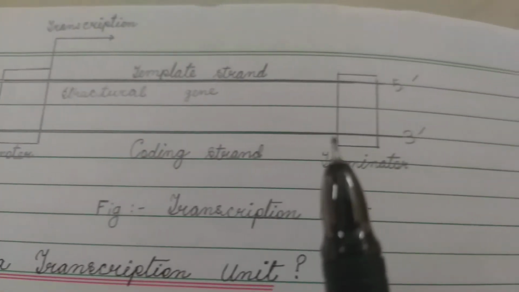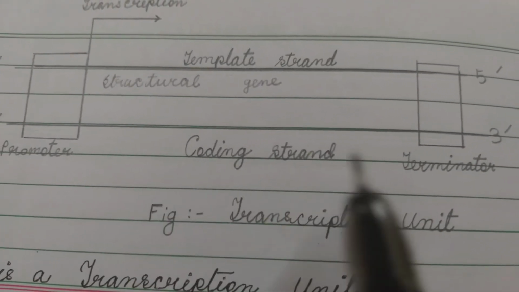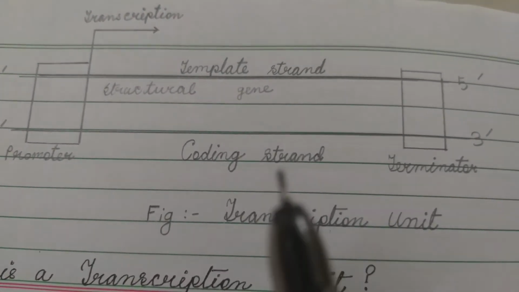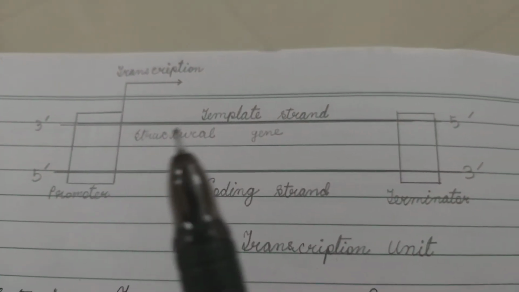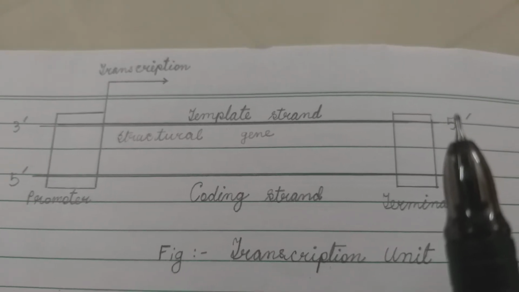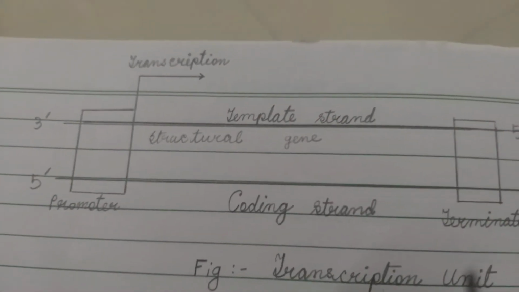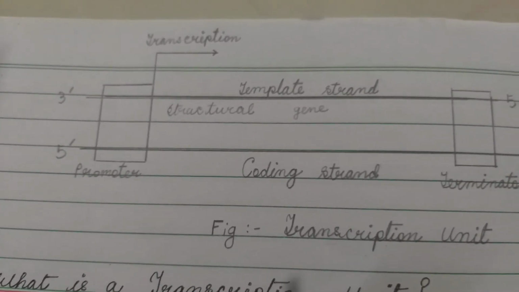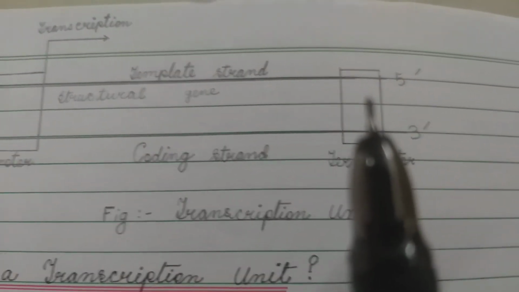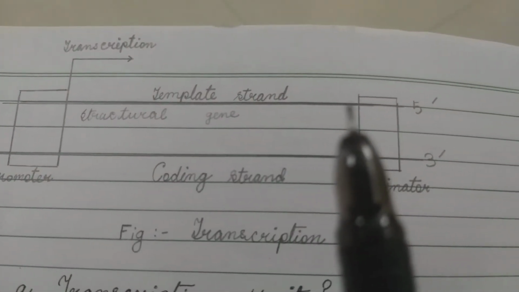But the 5' to 3' strand does not act as a template. It is not the template strand for synthesis of RNA. So only one strand of the DNA double helix is used for transcription. Transcription means synthesis of messenger RNA. Now in the process of transcription, 3 genes are involved: promoter, terminator, and the structural gene.